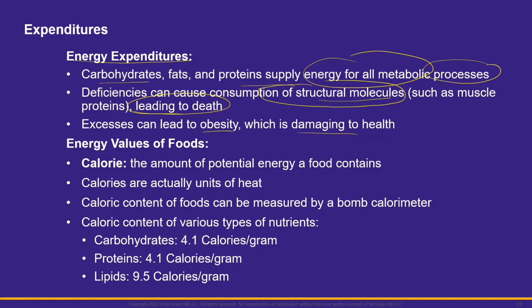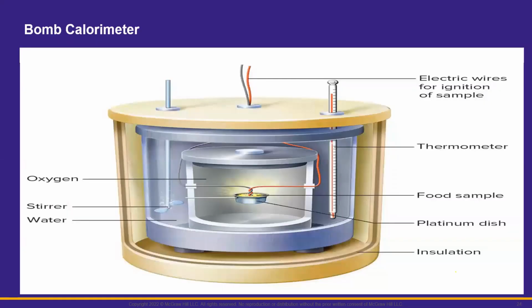Energy values of the food: calorie is the amount of potential energy that the food contains. Calorie is actually a unit of heat. Okay, it's measured with the calorimeter. So carbohydrate 4.1 calories per gram, protein 4.1 calories per gram, lipids about 9.5 calories per gram. This is the equipment used for measuring the calorie in food.